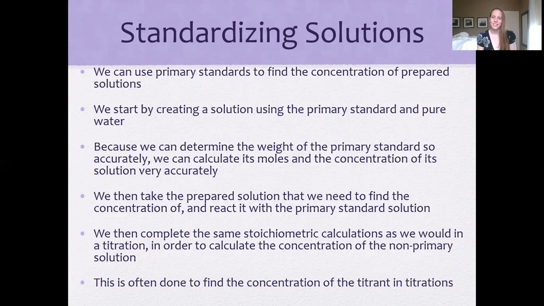So we then use our primary standard to standardize other solutions, which means to find the concentration of other solutions that you have prepared. In order to do that, you do, of course, need to have the mass of your primary standard. You need to be able to determine the moles of your primary standard, and then you're going to be using a mole ratio in order to determine the concentration of the solution you want to standardize.